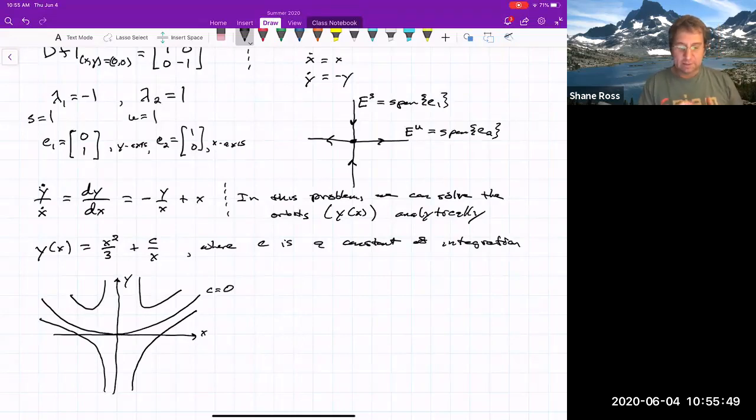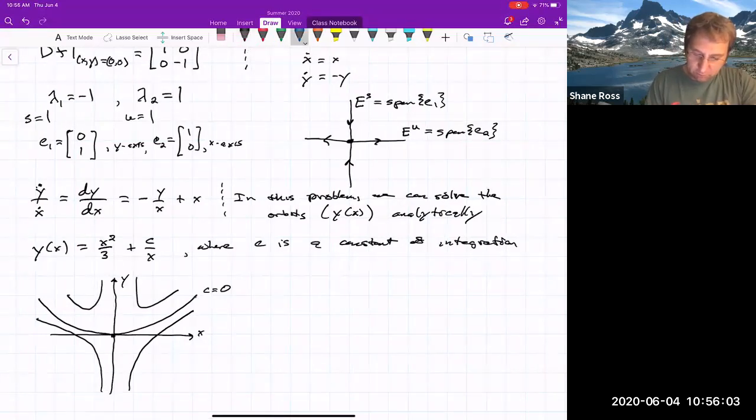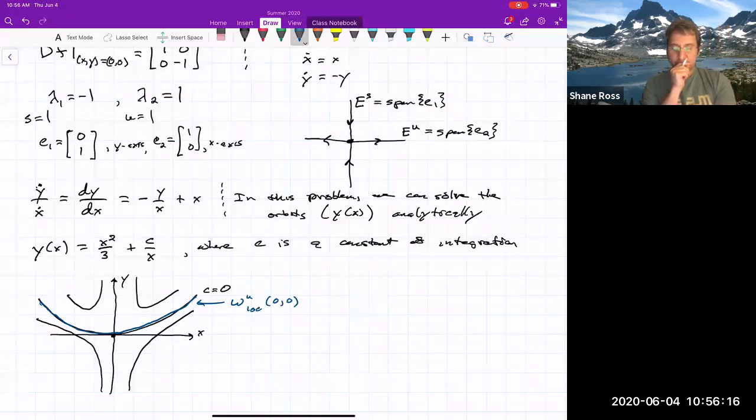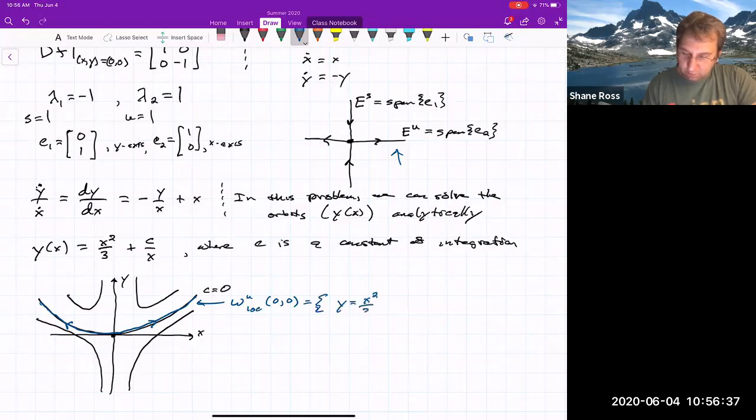So the property of the local invariant manifold is that it is tangent to the corresponding subspace. So this curve here, maybe I'll color it in blue, this is the local unstable invariant manifold because it's tangent to the x-axis, which was EU. So there it is. How did we describe this thing? This is y equals x squared over 3.